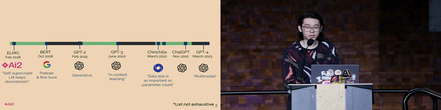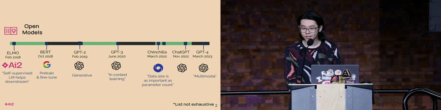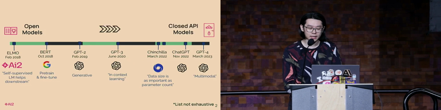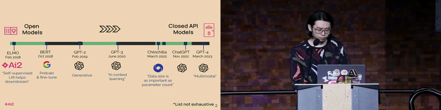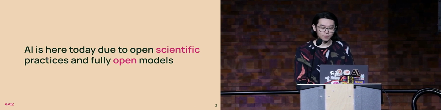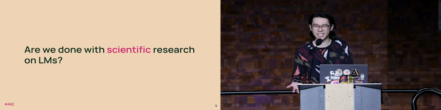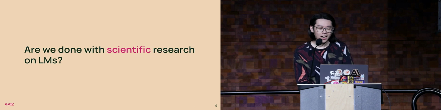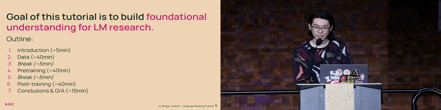All of this is really built on this idea that we want open sharing of scientific research. But over the years, we've realized that a lot of these developments are happening now behind closed doors, and people don't necessarily have access to study these language models. So really the motivation behind this tutorial is that AI is here today because of practices around open scientific practices, sharing and studying fully open models. But are we basically done? Have we just solved this? Well, not really, and this is why the goal of this tutorial is to build on some foundational understanding for language model research, and try to share this with everybody here today.